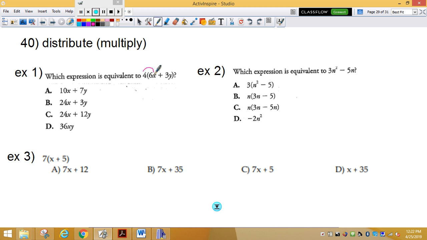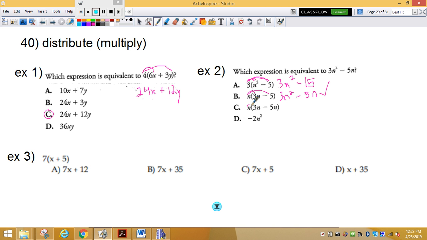So I would do 4 times 6x, and that gives me 24x. Then I would do 4 times 3y, which gives me 12y. So this one would be C. Now sometimes you'll want to work backwards. They'll give you the bottom and you've got to get to the top. So same thing, we're just going to multiply. So this would give me 3n squared minus 15, right? 3n squared, 3 times 5 is 15. Well, that's not right. This one would give me 3n squared minus n times 5 is 5n. So that's the one that's right.